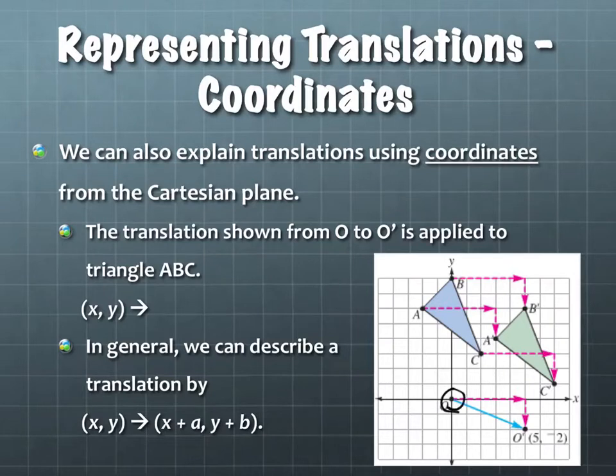You go from here to here. How many right did you go? 5. And how many down did you go? 2. So you go right 5 and you go down 2.